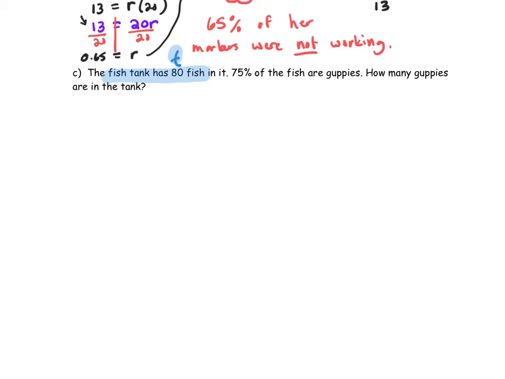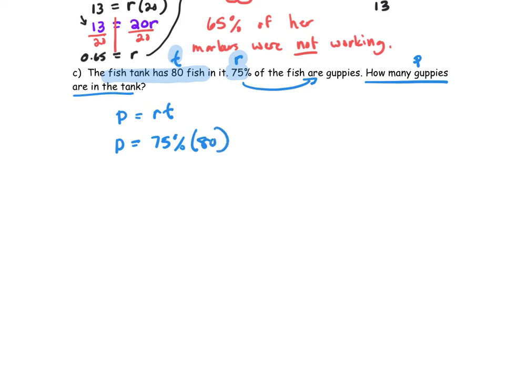Now as I continue, I can see I have the percentage rate. So we're going to mark percentage rate. And it says that 75% of them are guppies. So part of them are guppies. And the question is, how many guppies are in the tank? So we're trying to find out the part. So we're going to start with P equals rate times total. We don't know the part that are guppies. We do know the percentage rate, and we do know the total, which is 80.